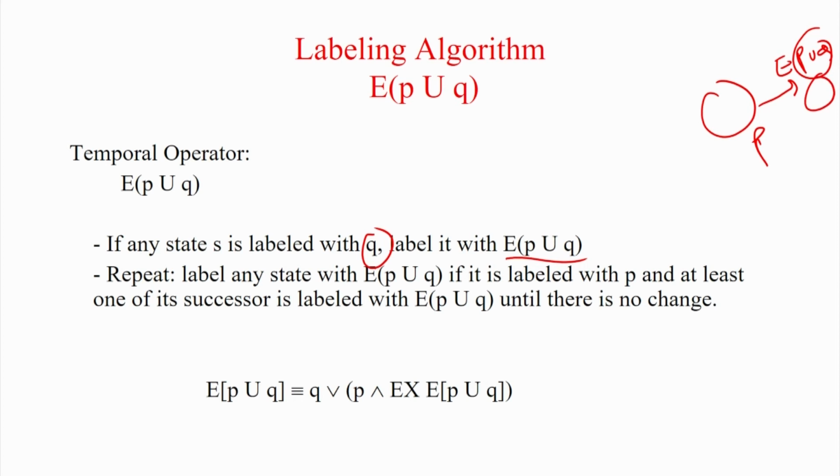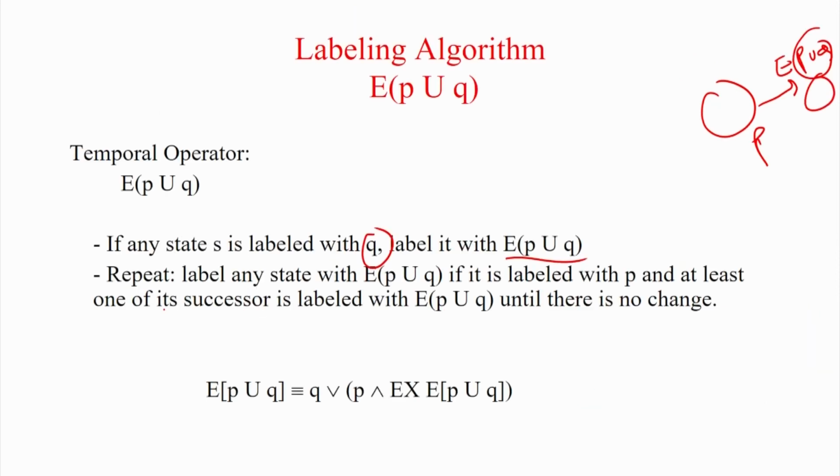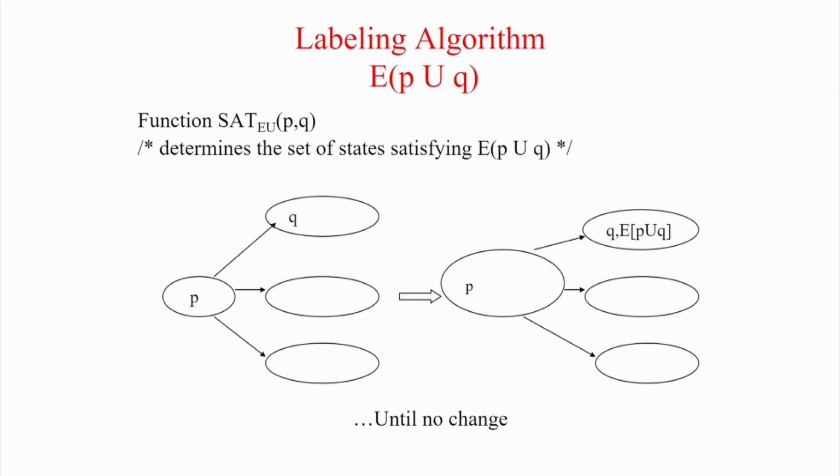The first clause is very simple: add the OR of the BDD of psi 2. If Q is there you label it; otherwise you can also label it if there is a state where P is true and in the next state E of P until psi holds. Only then will you also label it as P until Q. That is what is being told by this algorithm, which you have already seen in lecture 4 pictorially.